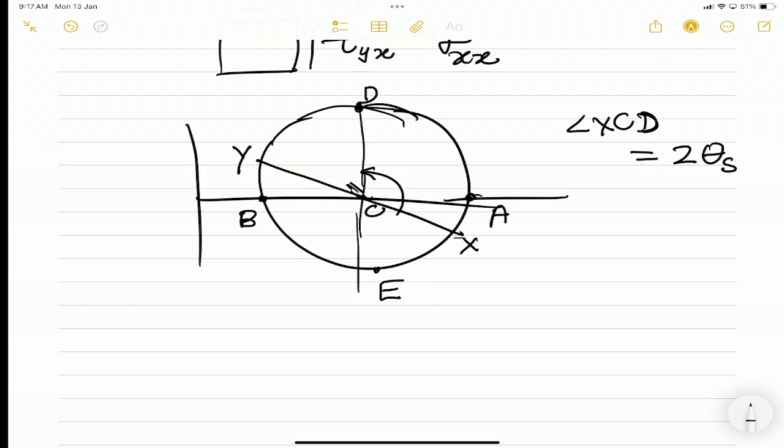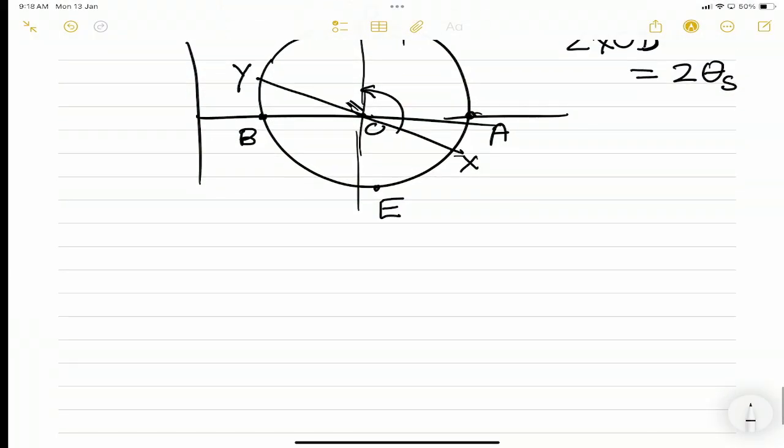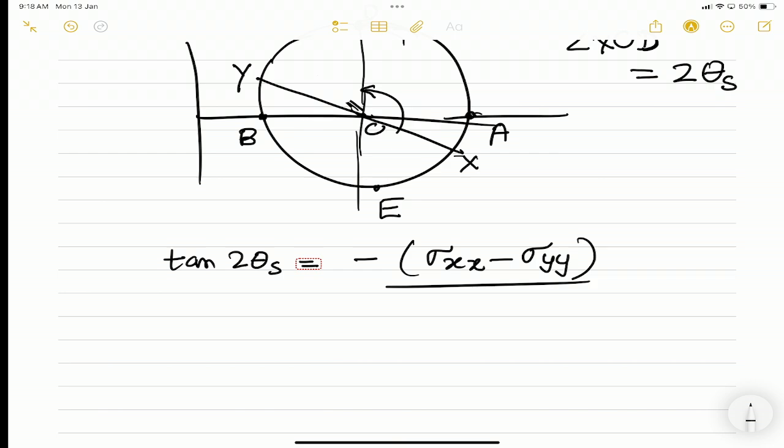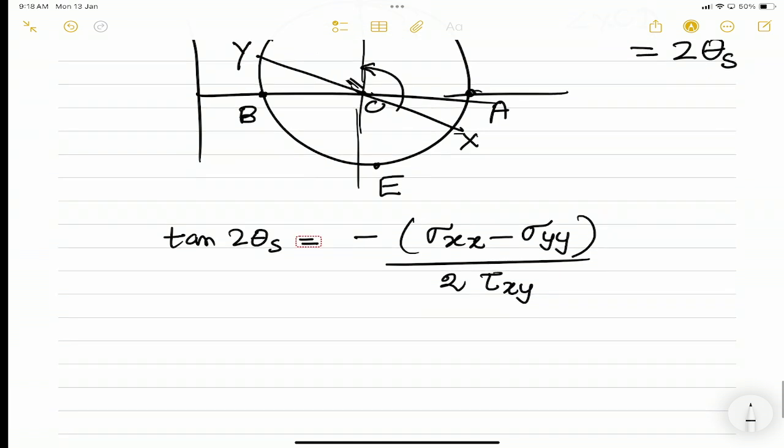So theta s is the angle where, if you rotate the original element, you get the maximum shear. Now at the point of maximum shear, normal stress may not be 0. It will be 0 only for those specific cases when the circle's diameter lies on the y-axis. But otherwise, this will not be the case, and you can work out the values and you will find tangent of 2 theta s is equal to minus of sigma xx minus sigma yy by 2 times tau xy. And what is the maximum value of this shear stress? It is the radius of the circle. Okay? So that you can always find.